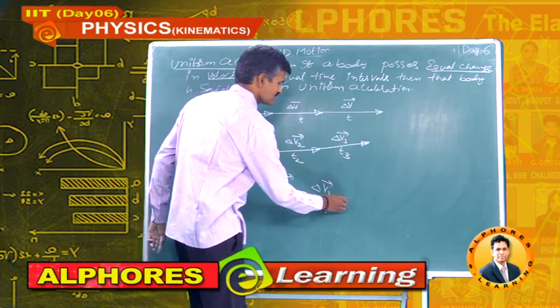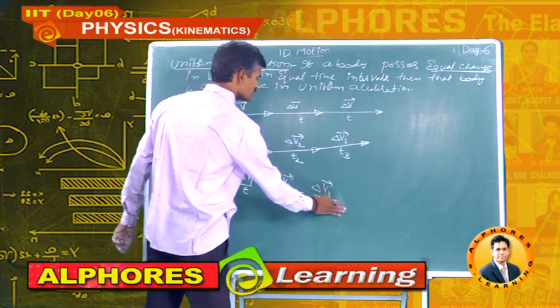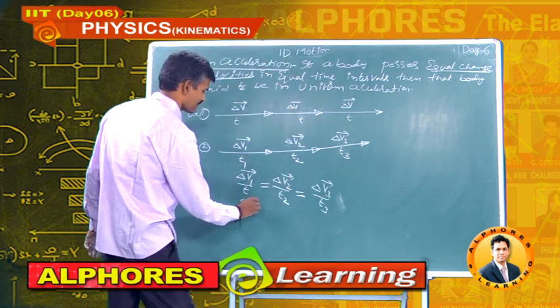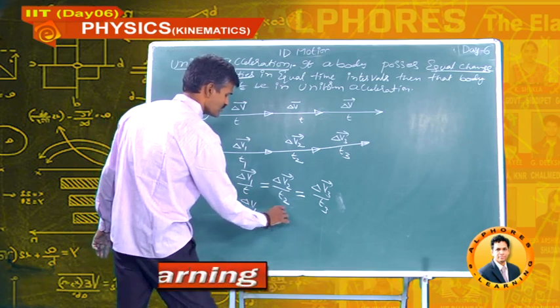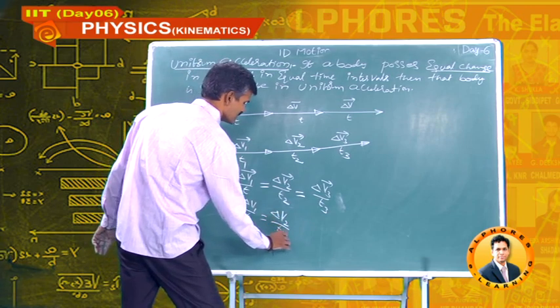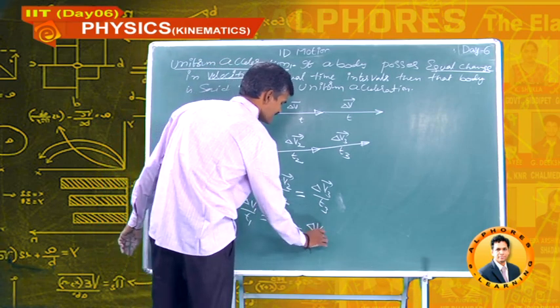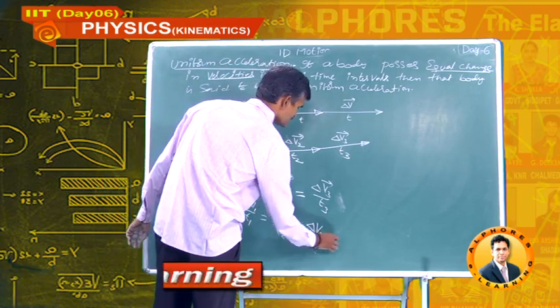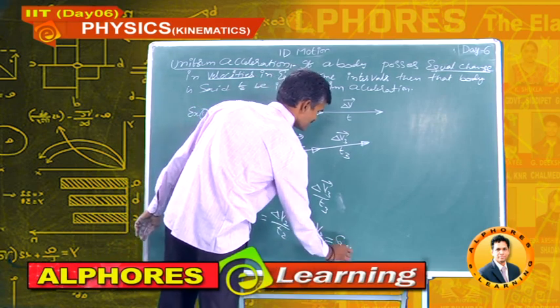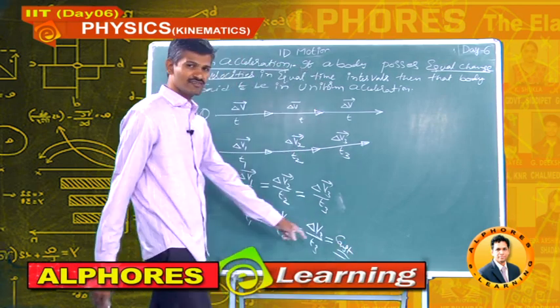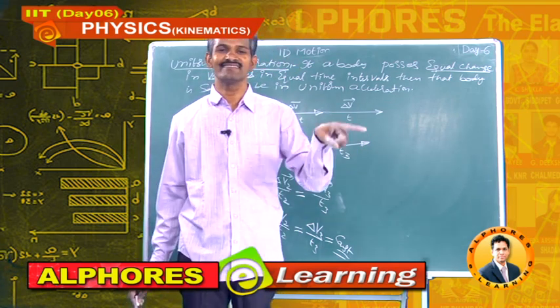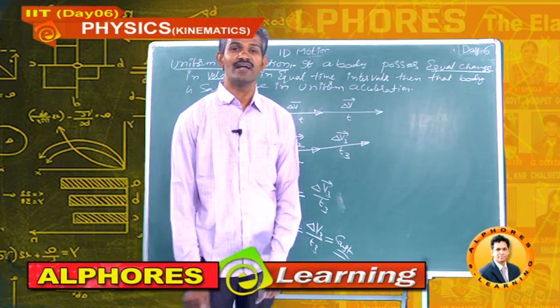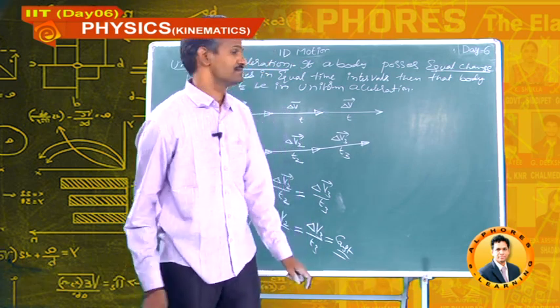Their magnitudes will be constant, that is delta v1 by t1 is equal to delta v2 by t2 is equal to delta v3 by t3. This is equal to some constant. So based on this constant, uniform acceleration can also be called constant acceleration.